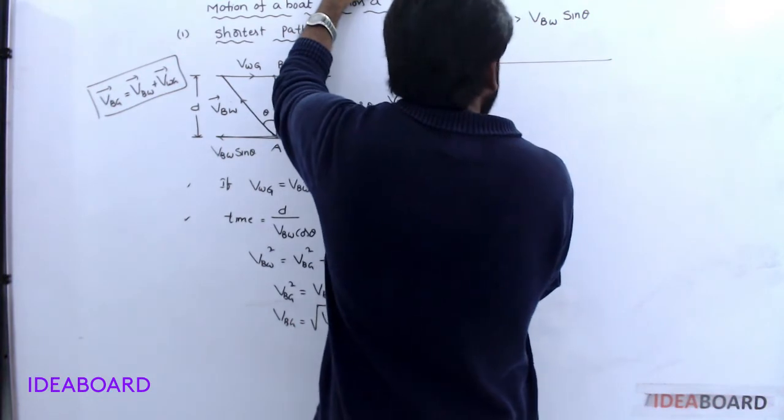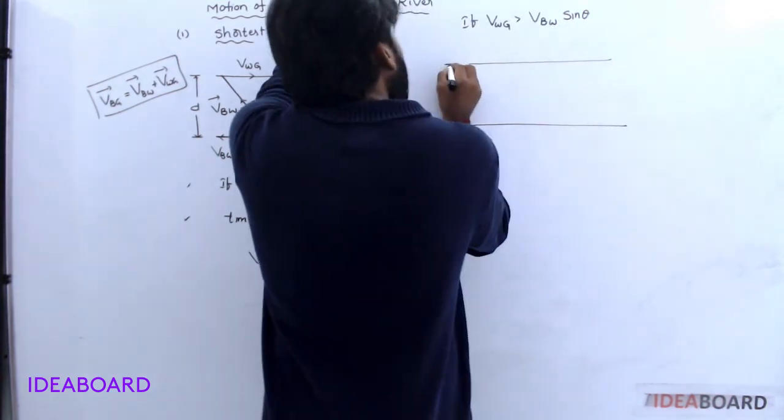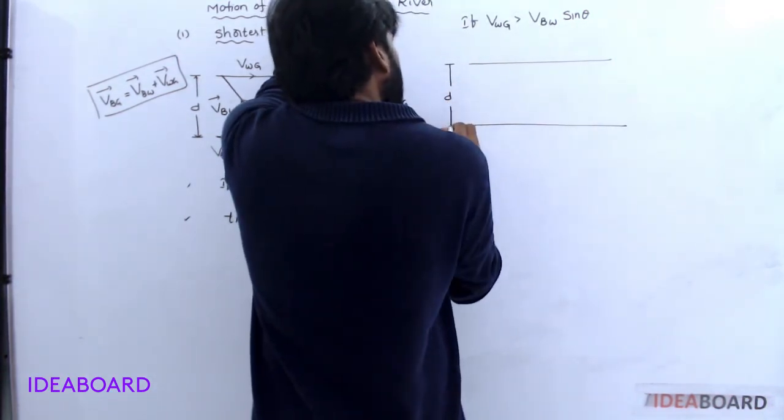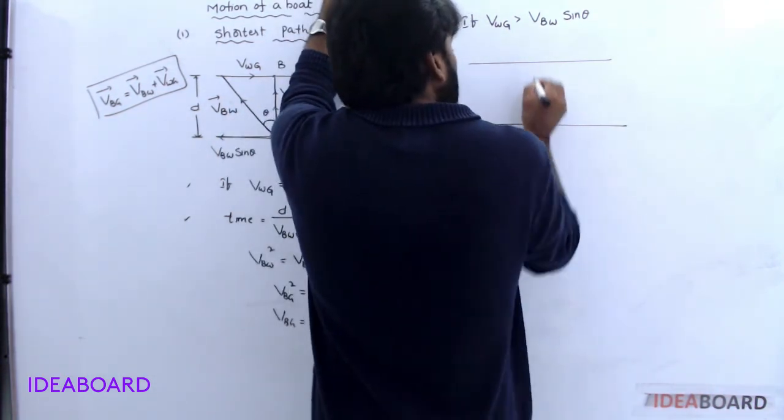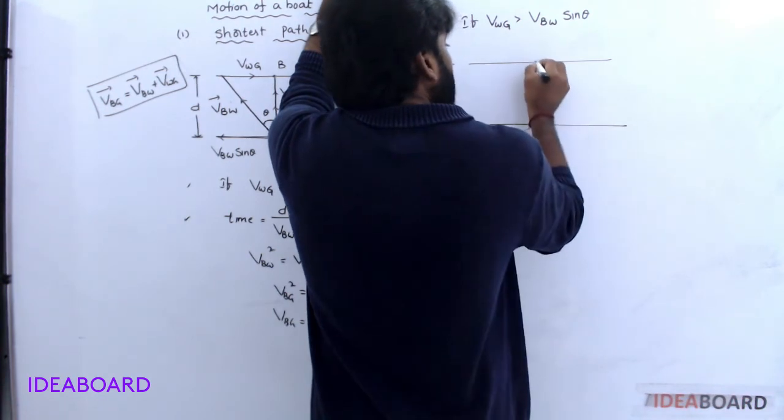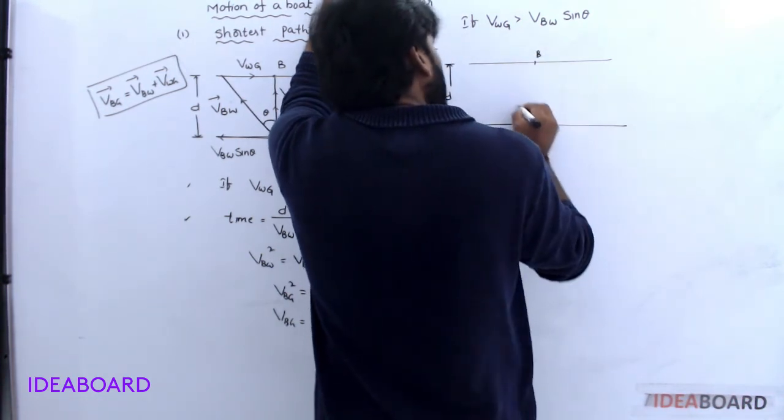Now, in this case, this one is the width of the river. Okay. This one is point A. This one is point B.